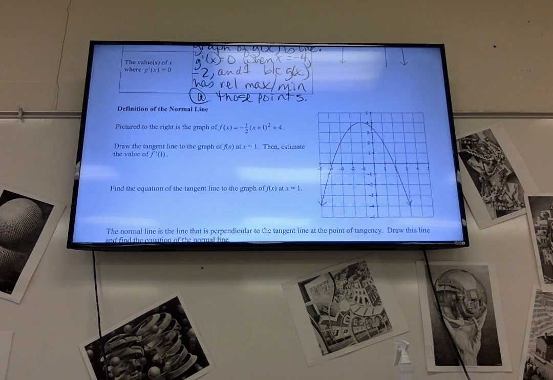So f of x at x equals 1, which is at this point right here. So we're wanting to do a slope of a tangent line. You're trying to only touch it at that one point. I mean, we're not going to be perfect here.